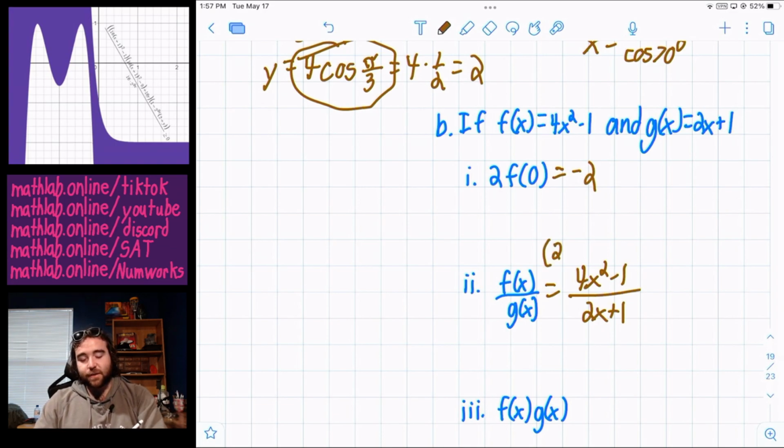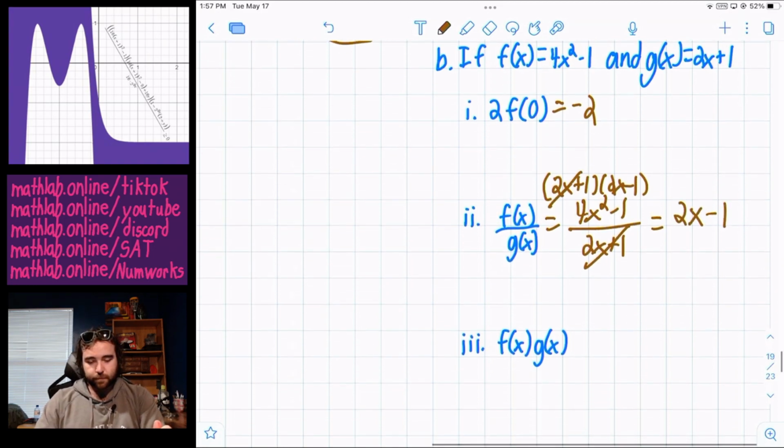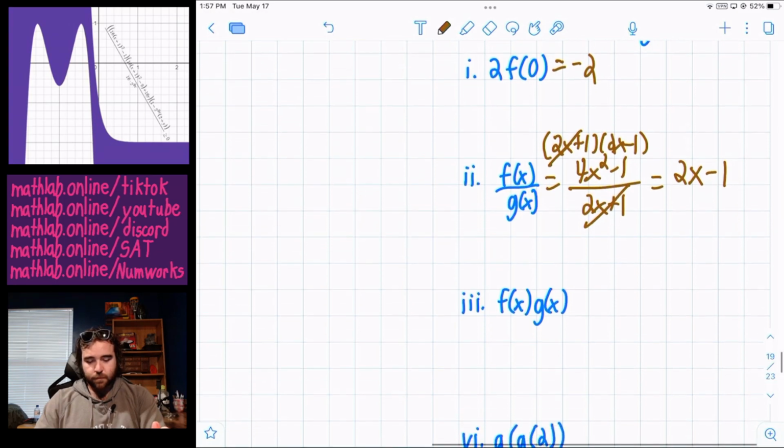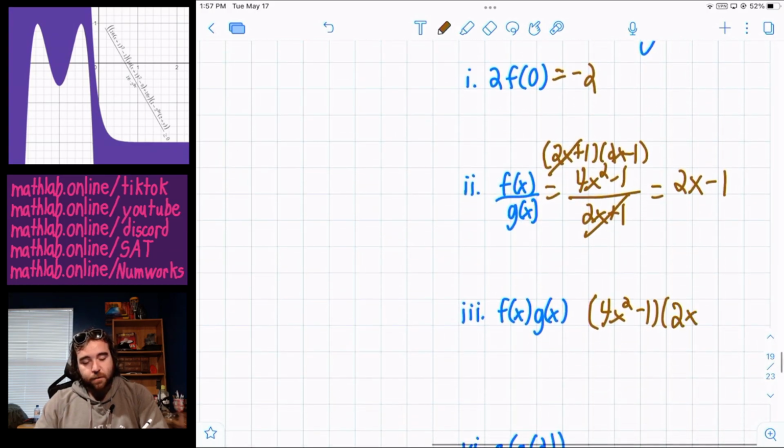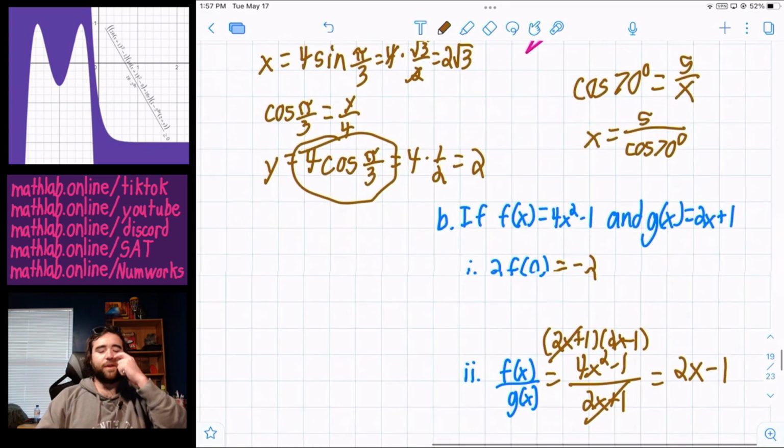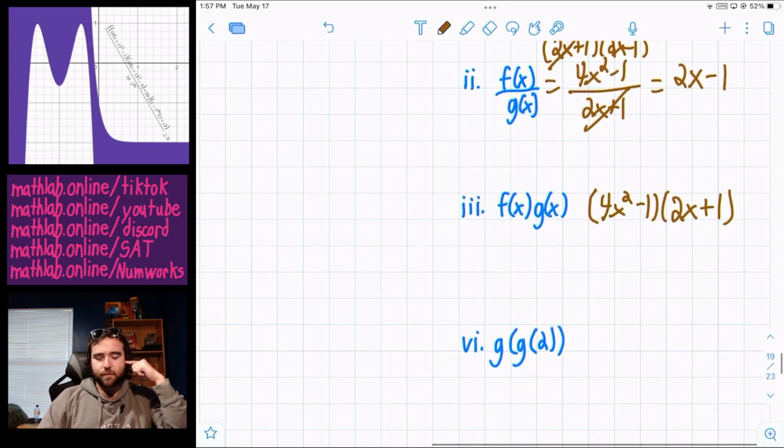F of x over g of x, well, 4x squared minus 1 over 2x plus 1. And there it is again, difference of two squares, 2x plus 1 times 2x minus 1. Cancel, cancel. That's just 2x minus 1. Okay, f of x times g of x. So that's just 4x squared minus 1 times 2x plus 1. We don't need to multiply that out or anything.